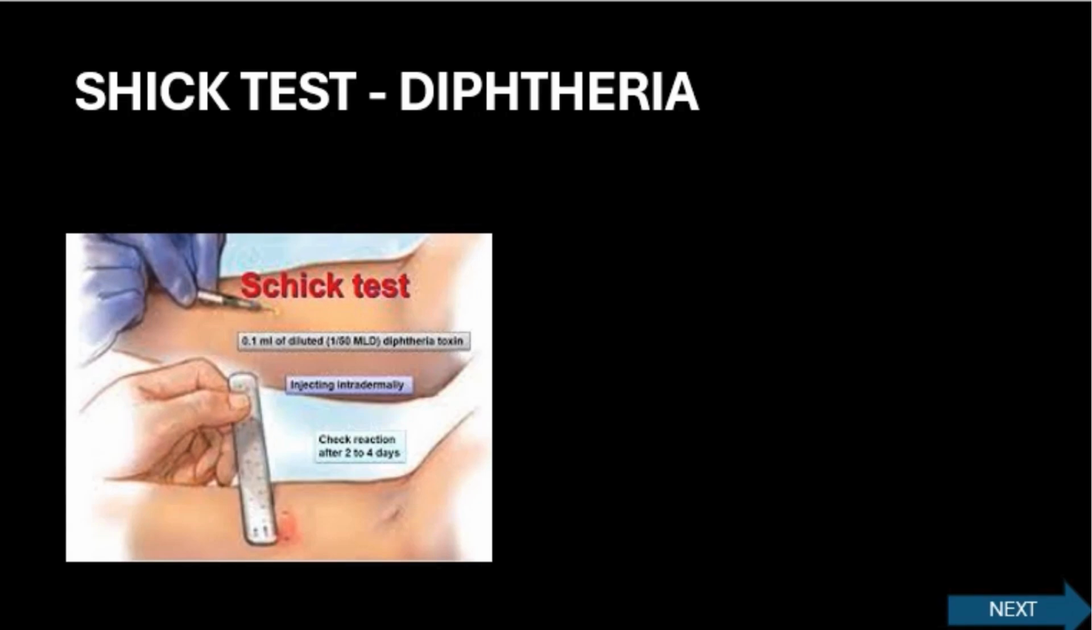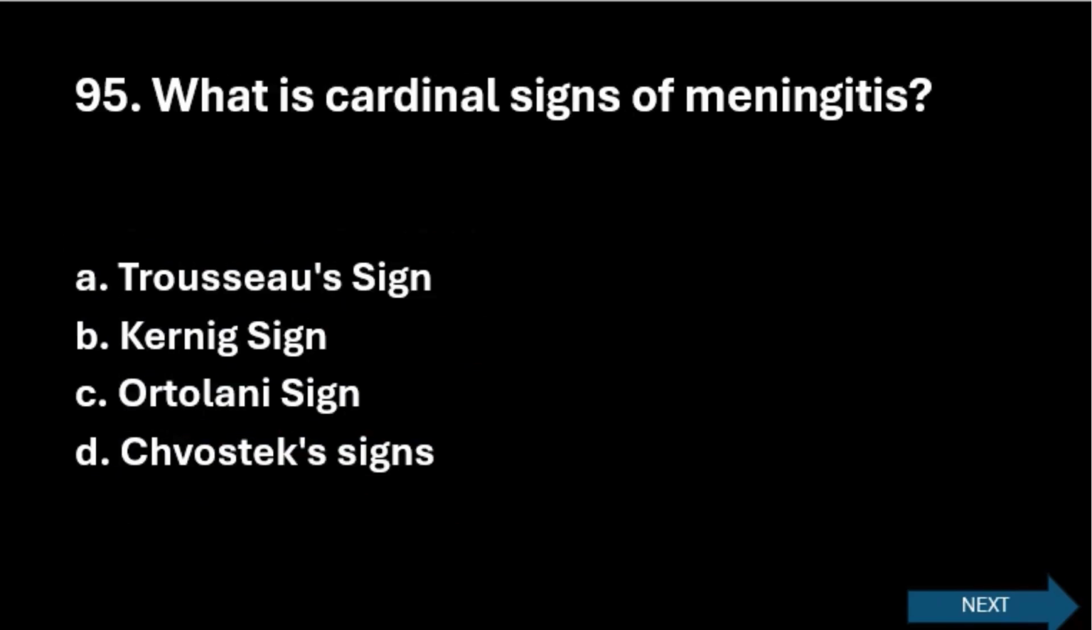Next question. What is the cardinal sign of meningitis? Option A, Trousers sign, option B, Kerning sign, option C, Ortolani sign, and option D, joystick sign. The right answer here is option B, Kerning sign.